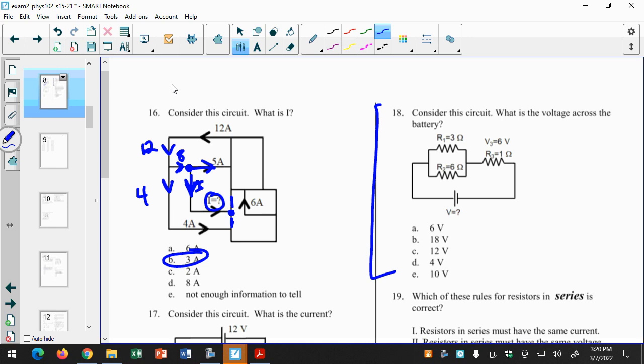Listen, when you get to these, what you want to do is to figure out what is the equivalent. So I can redraw this as a 2 and a 1 ohm. A 3 and a 6 in parallel is 2 ohms. And then I have 1 ohm right here.